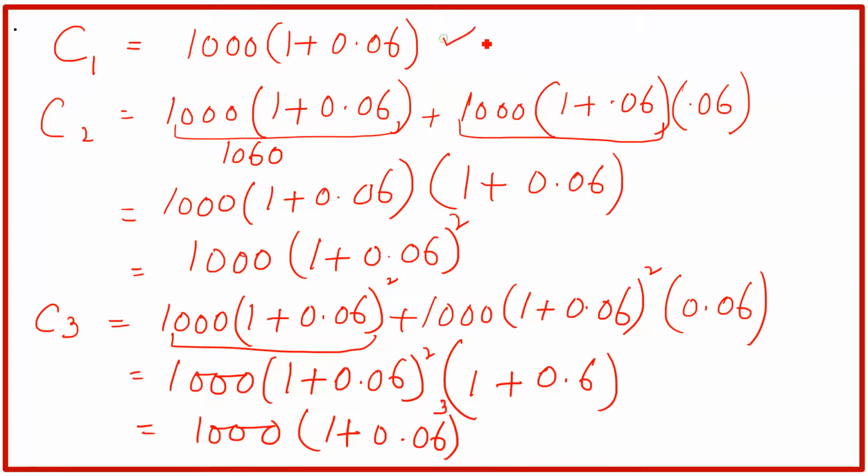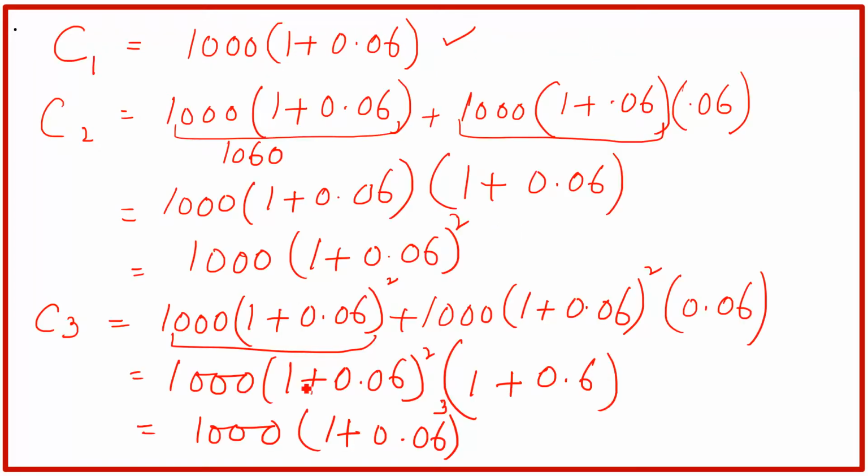So this is for the first year. We can write it down like this. This is for the second year. This is for the third year or third period, you can say. Right? This certainly suggests, what about Cn? If we have C1, C2, C3 up to Cn, so Cn equals 1000 into (1 plus 0.06) raised to power n.